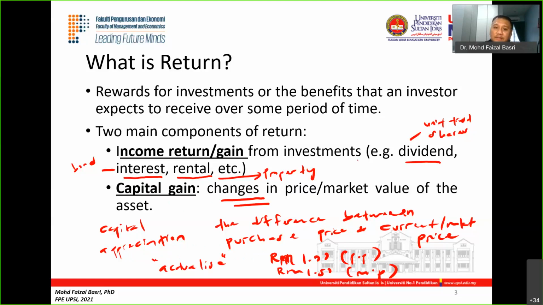But for income return, you will receive the cash. Okay, in terms of the dividends, interest, rental, everything will be transferred to you. But for capital gain, it only appears on paper at first, unless you decide to sell, then you will receive your profits from your capital gain. So that's the difference between income and capital gain.